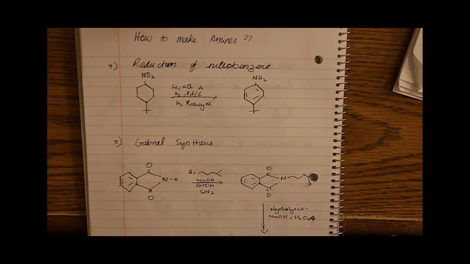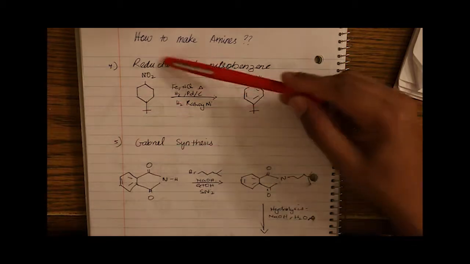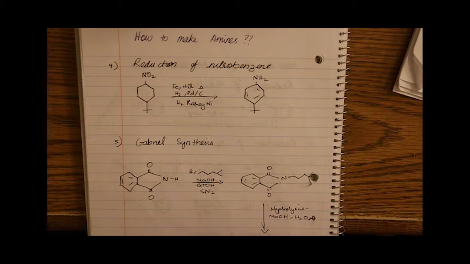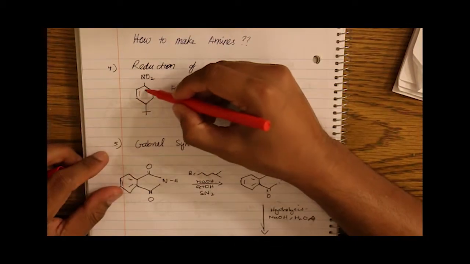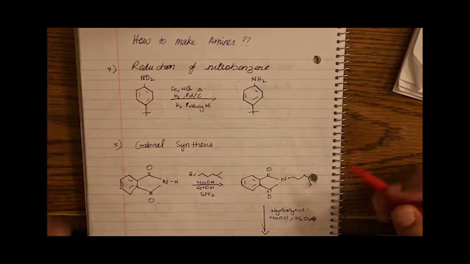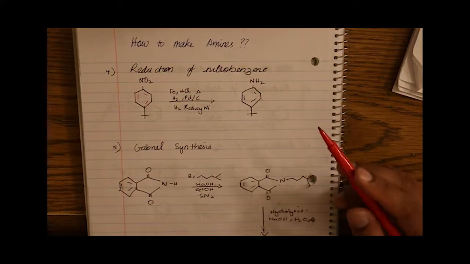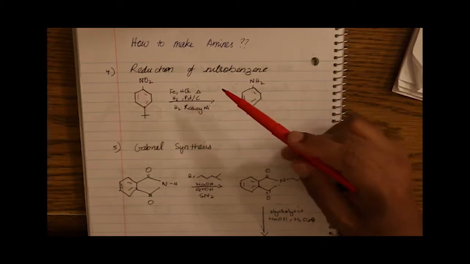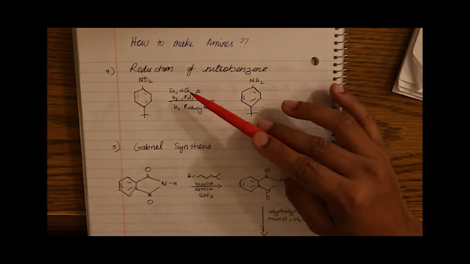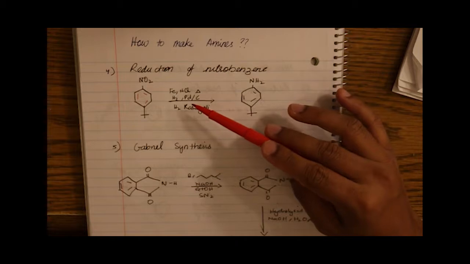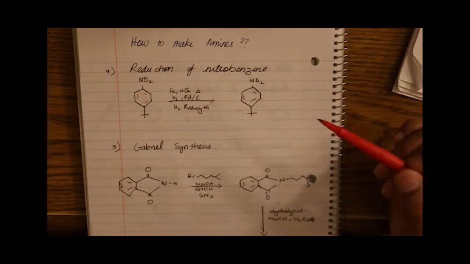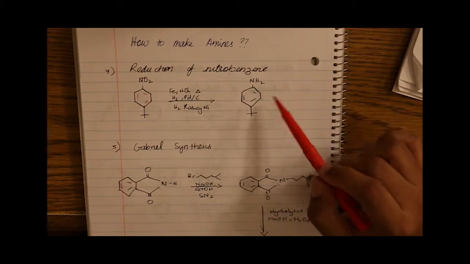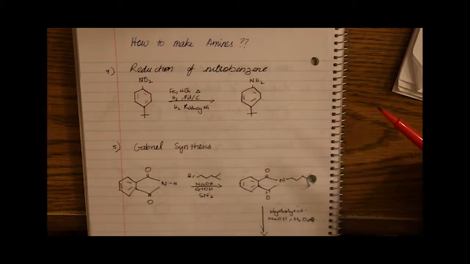Continuing with how to make amines, reduction of nitrobenzene. So we start off with nitrobenzene, and this should be a benzene ring, so there should be resonance for a benzene ring. Nitrobenzene being reduced in the presence of iron and hydrochloric acid, or hydrogen with palladium or Raney nickel, to the corresponding amine. So the nitro gets replaced by the amine.